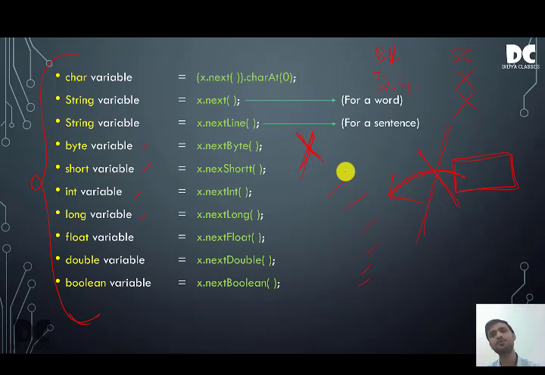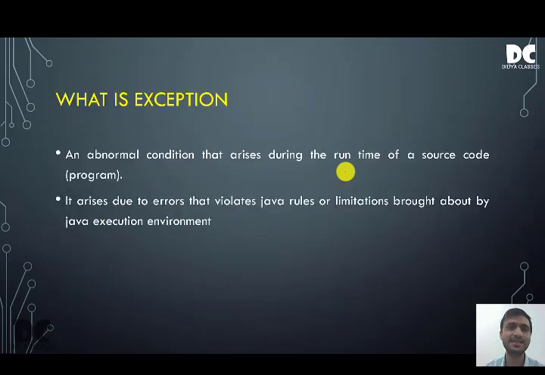So now, before moving into programming, a little bit more of the theory part is left. And in the next part, we'll be using the syntaxes to learn writing programs. Okay. So next, what is an exception? An abnormal condition that arises during the runtime of a source code is called an exception. This arises due to errors that violate Java rules or limitations brought about by the Java execution environment. Actually, it is talking about syntax errors.